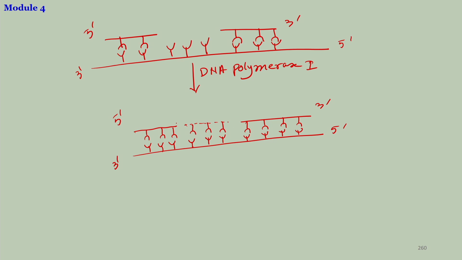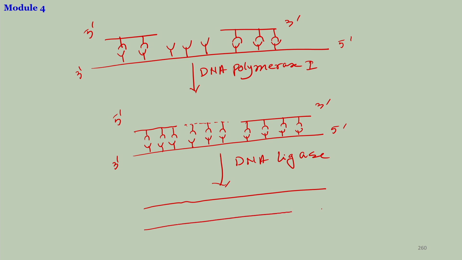Now, there is still a gap here because it was synthesized discretely, and now you need to stitch them together. As usual, you need a DNA ligase. And now you have a completely repaired strand, with the correct nucleobase in place of where there was the damage originally, where the lesion was.